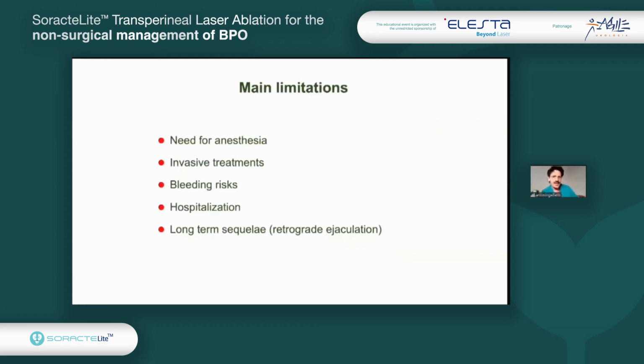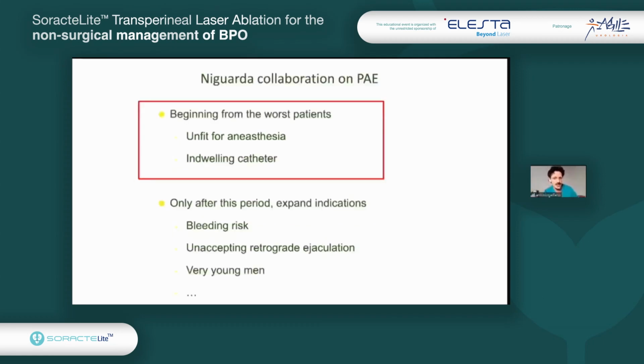So the main limitations that we saw with the main surgical approaches have completely disappeared with this kind of treatment, because you don't need anesthesia, it is not an invasive treatment, you don't have bleeding risk, they do it also under Coumadin, you don't need hospitalization, and you don't have retrograde ejaculation.